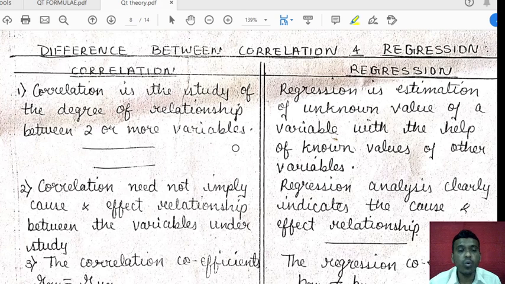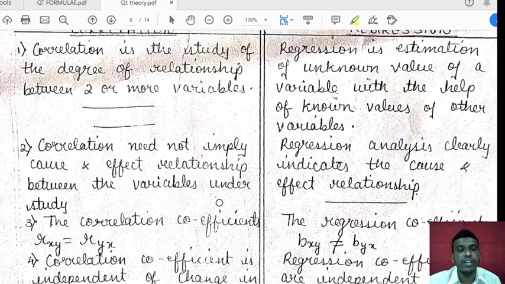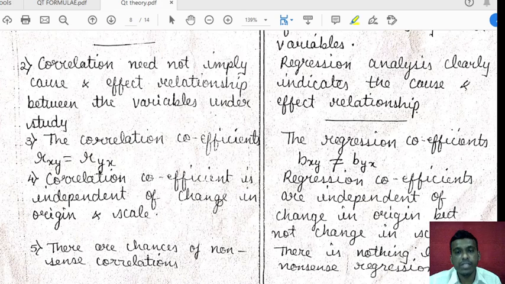The second point says that correlation need not imply a cause and effect relationship between the variables under study. If you have two variables under study and there is a correlation between them, it does not mean that this is a cause and this is an effect of it. So causation, or a cause and effect relationship between variables, cannot be justified only on the basis that they are correlated. Whereas on the other hand, regression analysis clearly indicates that a cause and effect relationship exists between both the variables.